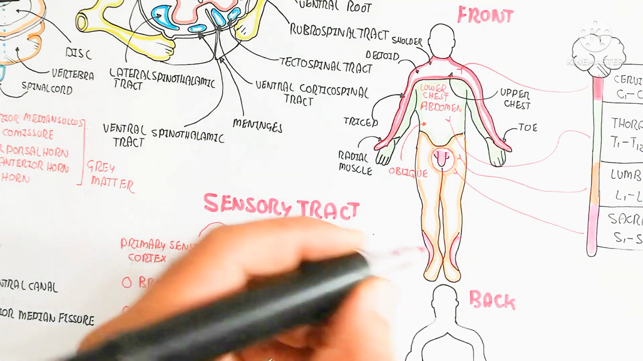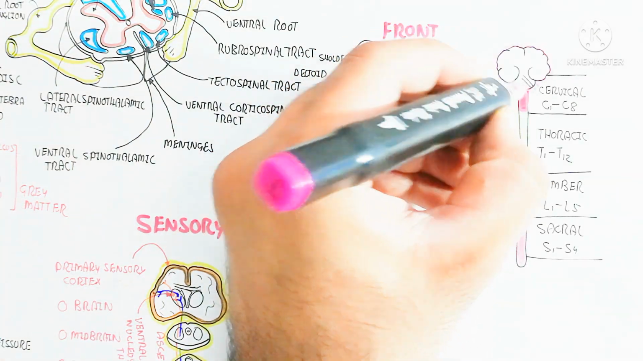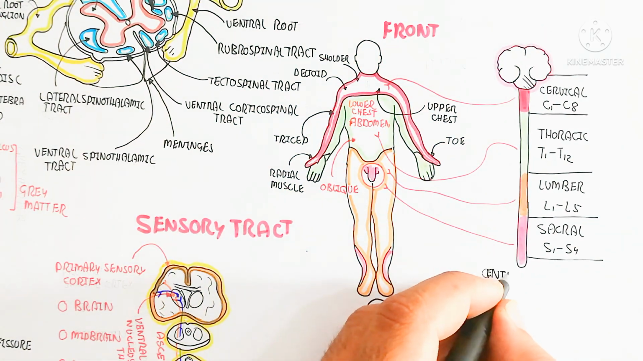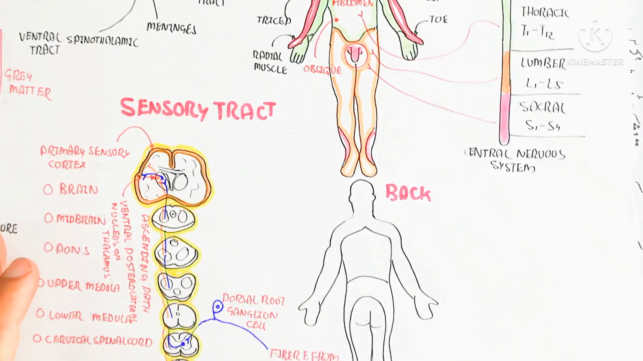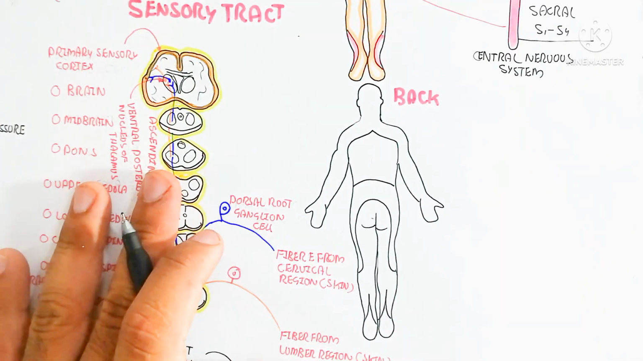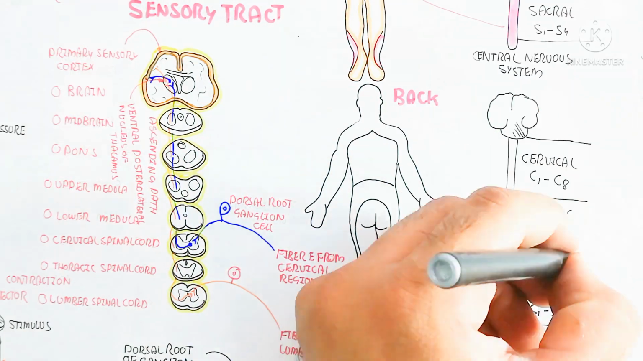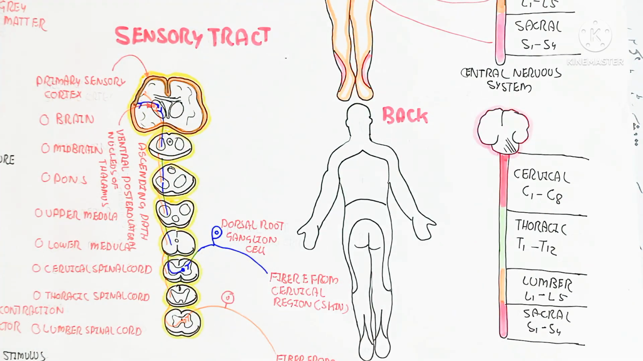And this is the lumbar region. This lumbar region is involved for the legs and the feet. On the other hand, the sacral region, sacral 1 to 4, is involved for the genitalia, erection, and the ejaculation response.